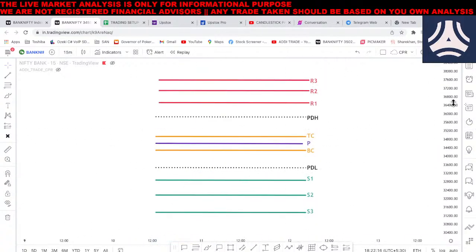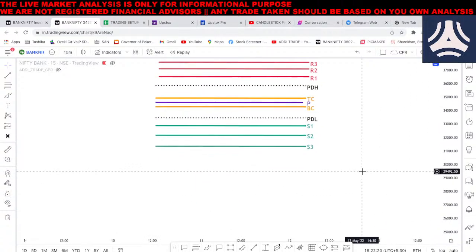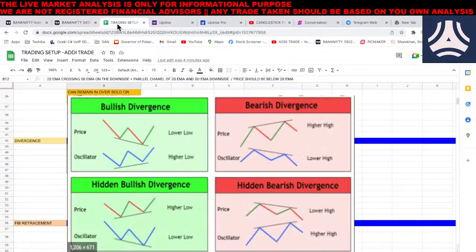Now, before we see a few examples on the chart setup, what I'll do is just re-explain this bullish and the bearish divergence.